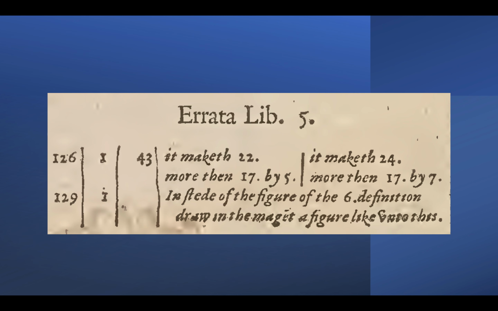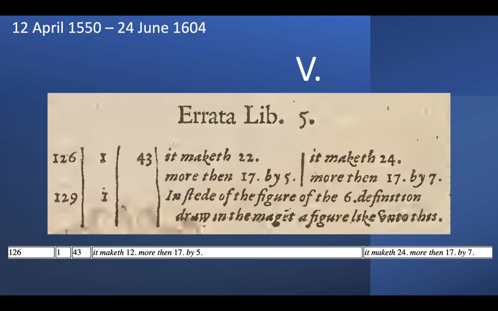So let's start to try to understand Edward de Vere's dates. There they are at the top there, the 12th of April 1550 to the 24th of June 1604. Now, the first thing I want to highlight is this 5. 5, of course, in Roman numerals is V.